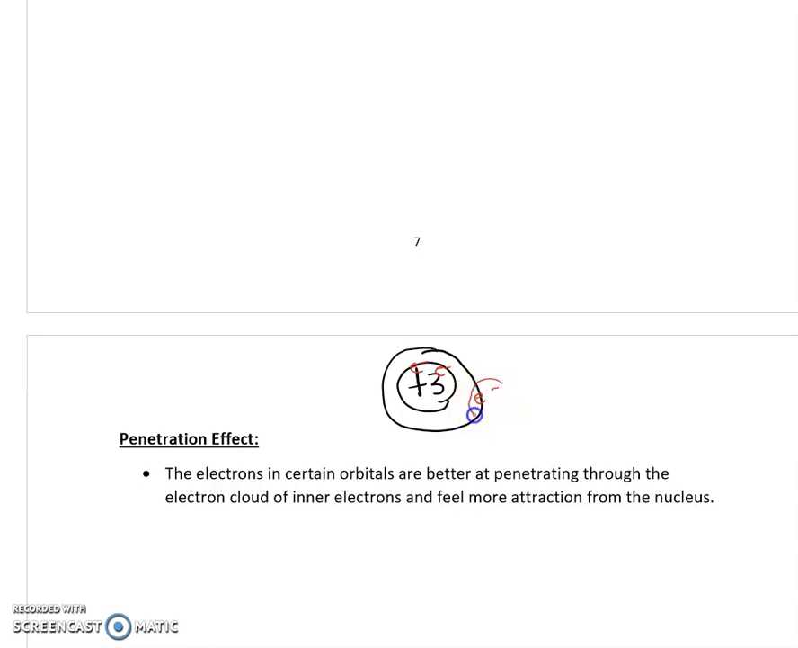So imagine that this valence electron can come really close to the nucleus, so it could feel this full +3 charge, okay? If it experiences a greater nuclear charge, if you recall, that means it's going to have a lower energy, and if it has a lower energy, it means it's more stable. Okay, well, how can it do this? Well, there's something called the penetration effect.